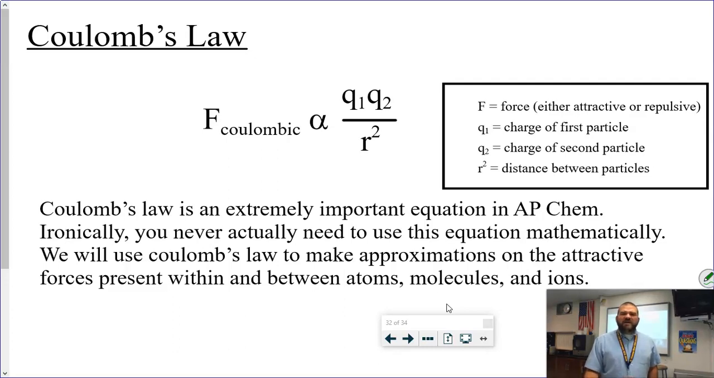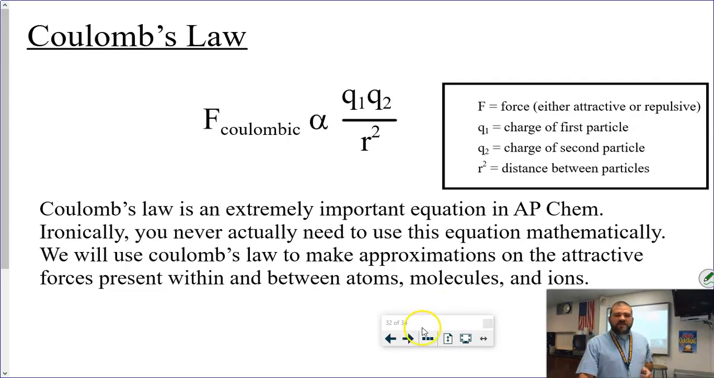And by the way, do you see that weird little alpha kind of where the equal sign should be? It's not an equal sign. That is proportional, the symbol for proportion. So the force, and again, Coulombic is in subscript there, the force is proportional to Q1 times Q2 divided by R squared. Okay, so let me explain what this is.